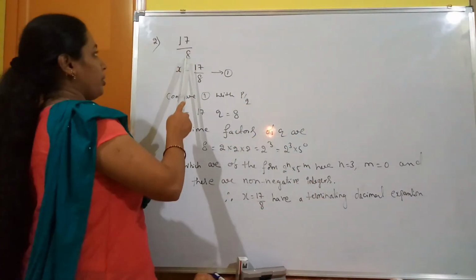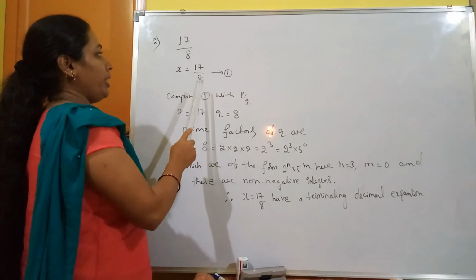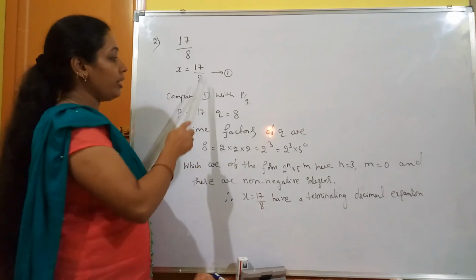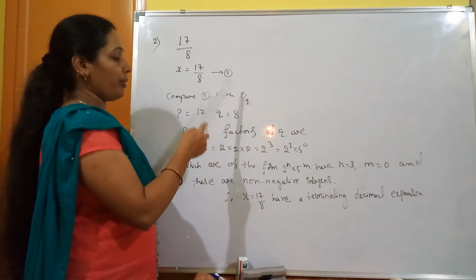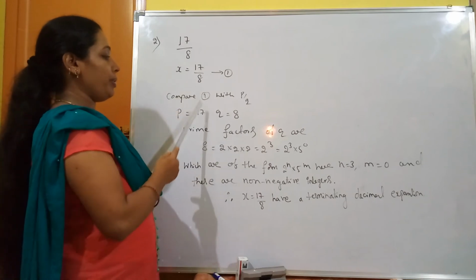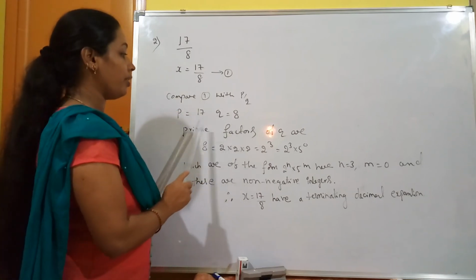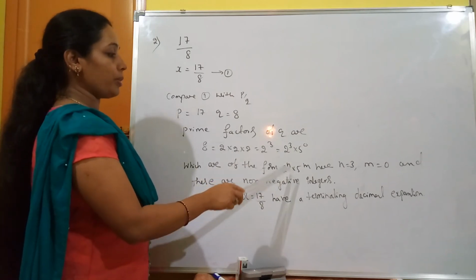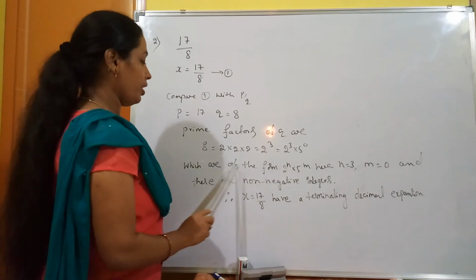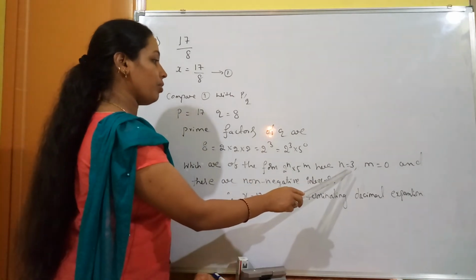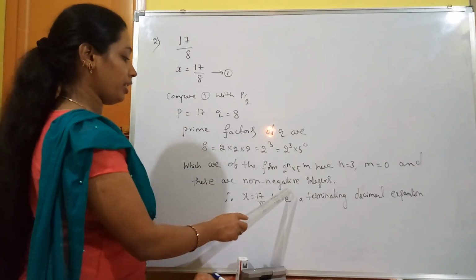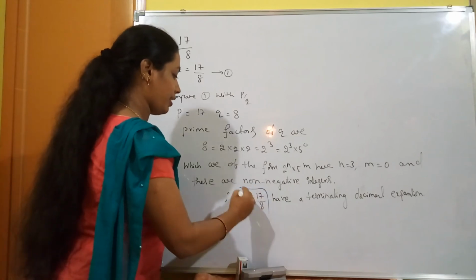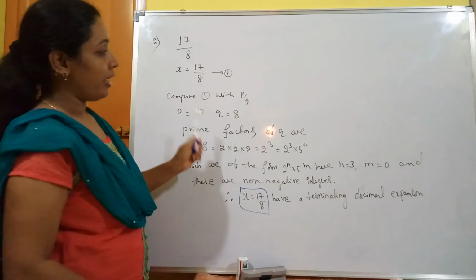This problem is also the same thing. The given number is 17 by 8. Let us call it x is equal to 17 by 8, equation number 1. Compare this equation with the p by q form, where p is equal to 17, q is equal to 8. The prime factors of q: 8 can be expressed as 2 cube. If we express it in the form of 2 power n into 5 power m, then m is equal to 0, n is equal to 3. They are non-negative integers. Therefore, x is 17 by 8 and it has a terminating decimal expansion.